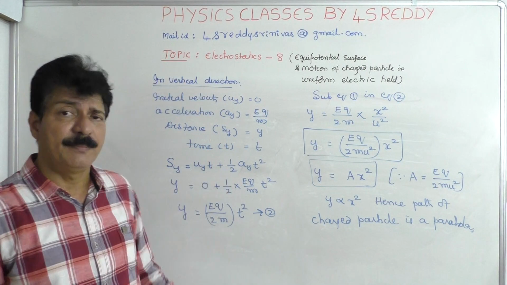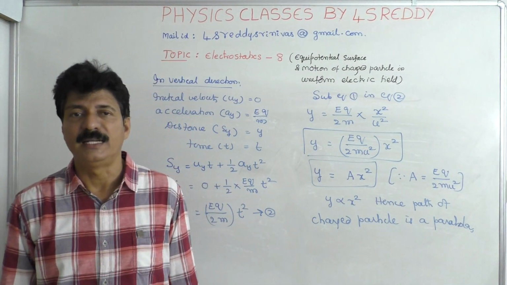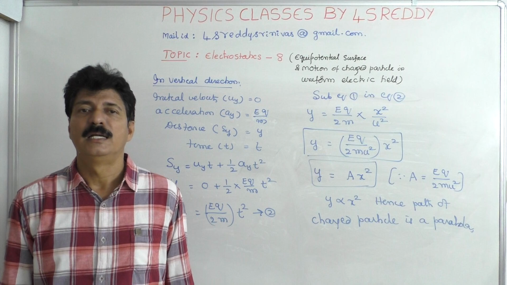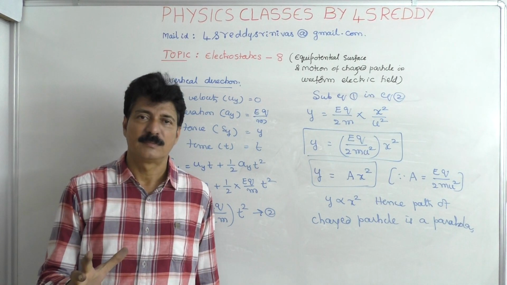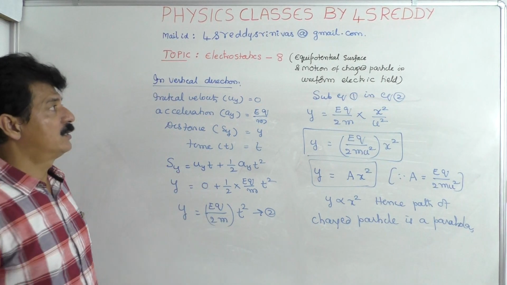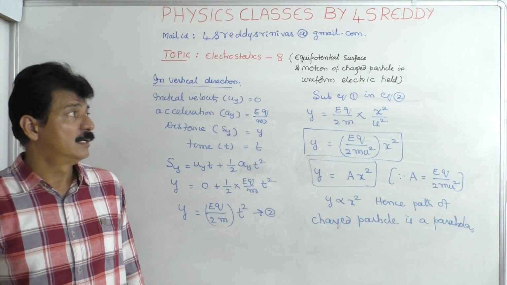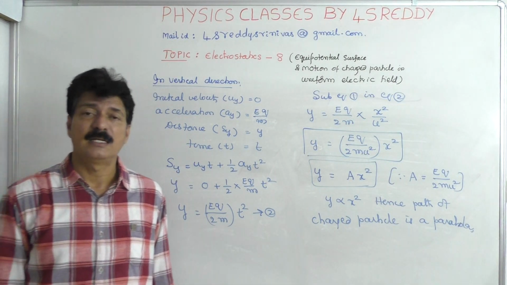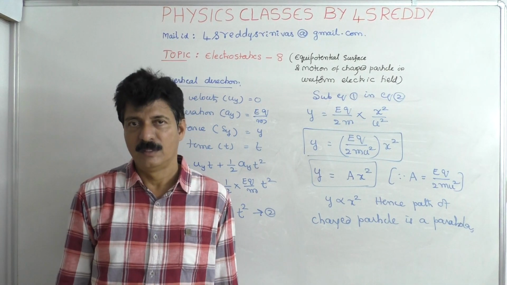If the charged particle is projected at right angles to the direction of the field, then the path of the projectile is always a parabola. Clear? These are the different points related to the equipotential surface as well as the motion of a charged particle in case of a uniform electric field.